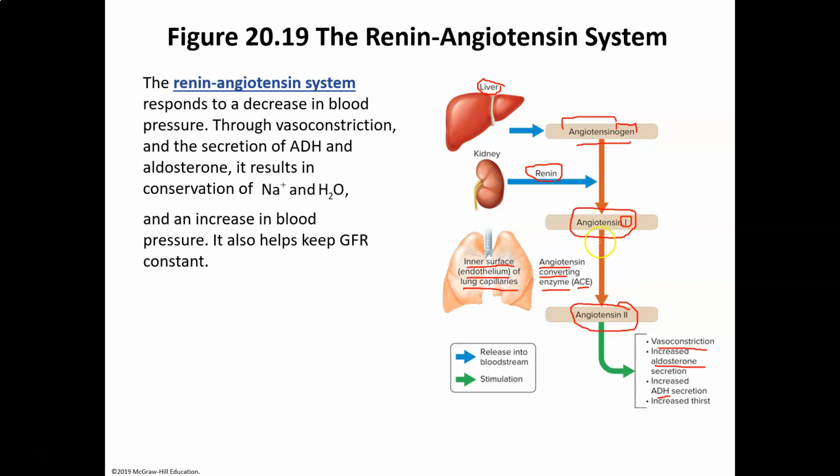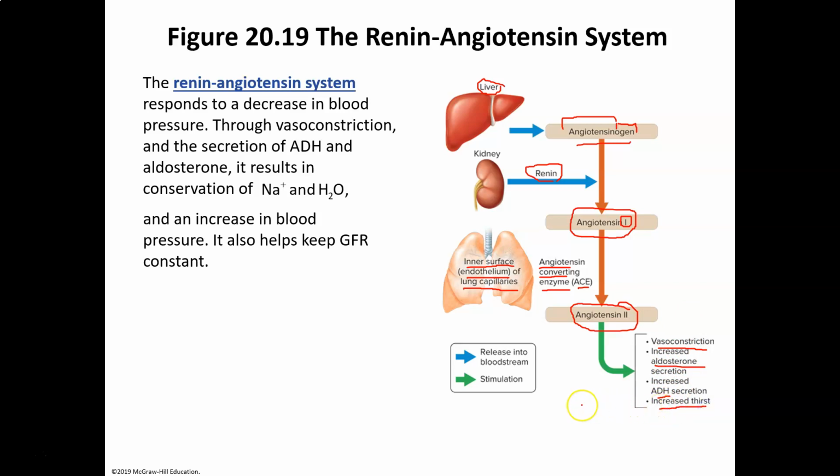Still in the bloodstream, angiotensin 1 goes into your lungs. The surface of the lungs have an enzyme called angiotensin converting enzyme. It converts angiotensin 1 to angiotensin 2. Angiotensin 2 is the active component here, and it does all of these things: vasoconstriction, increased aldosterone, increased ADH secretion. It also increases your thirst.